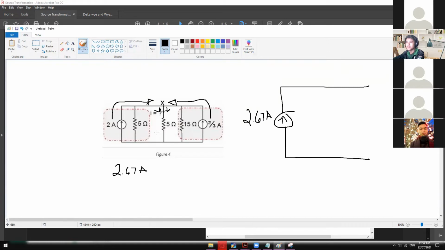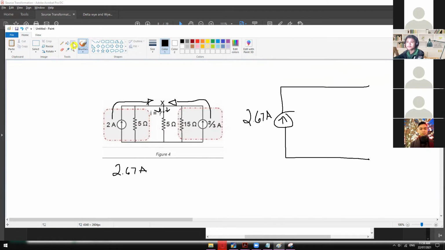ampere. And then another thing, we can actually add already those three, but since we wanted to get the specific current that is flowing in here, we have to combine only the 5 ohms and then the 15 ohms. And then as you guys can see, they are in parallel, so just apply the rules of parallel.